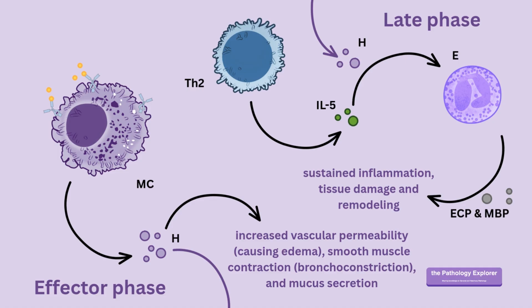Both mast cells and Th2 lymphocytes continue to release cytokines, which recruit additional immune cells, especially eosinophils, initiating the late-phase response. Once activated, eosinophils, driven by interleukin-5, release toxic granules like eosinophilic cationic protein and major basic protein. These substances damage surrounding tissues, leading to chronic inflammation, tissue damage, and structural remodeling, features commonly seen in persistent allergic diseases like asthma.